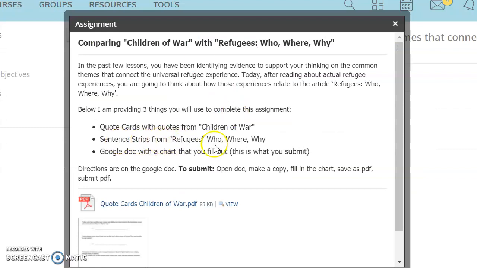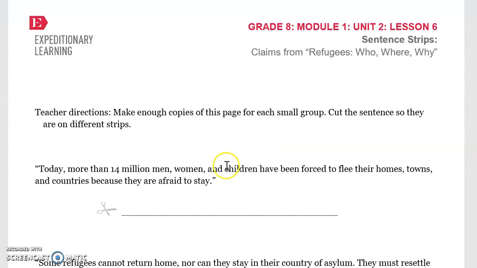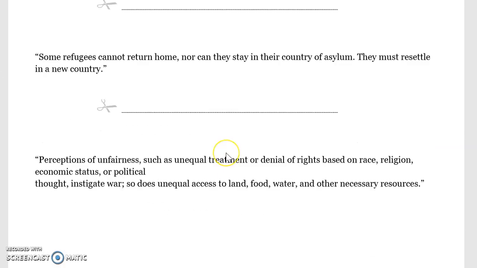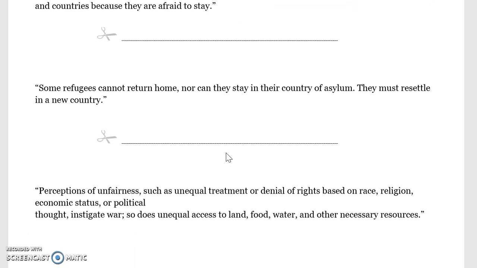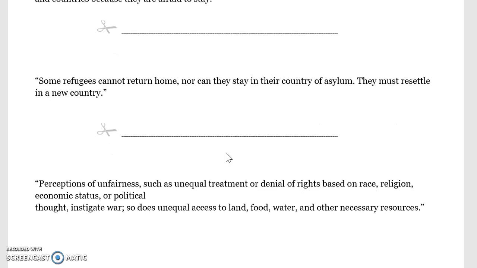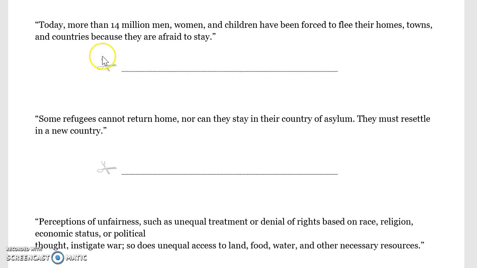Second, sentence strips from Refugees Who, Where, and Why. So these are your sentence strips, and these are pretty much what you're going to be matching with the quotes. You've got three sentence strips. The first one: today more than 14 million men, women, and children have been forced to flee their homes, towns, and countries because they are afraid to stay.